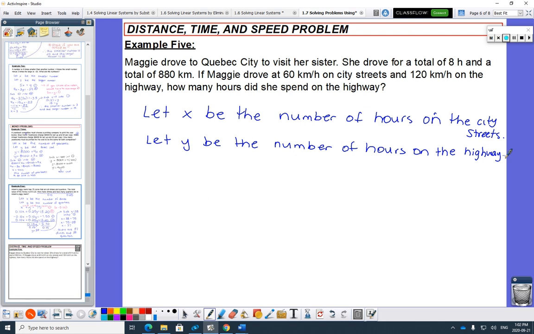Check your let statements are going to answer the question. You could even do it that way. Once we solve for y, we're going to find the number of hours she spent on the highway, which means we've answered the question, okay? So since x and y are in hours, then you can do x plus y. These are hours, so what should they equal? 8 or 880? Good.